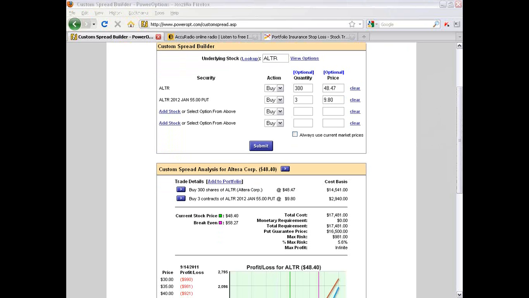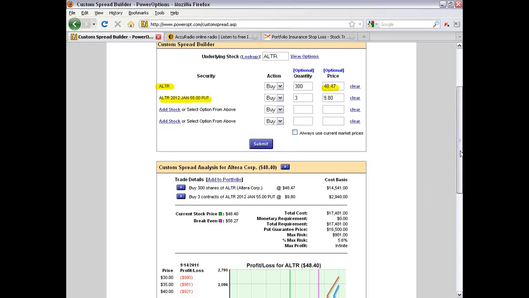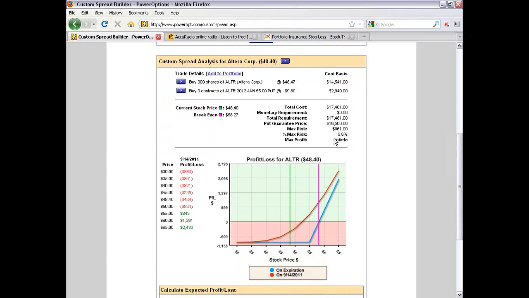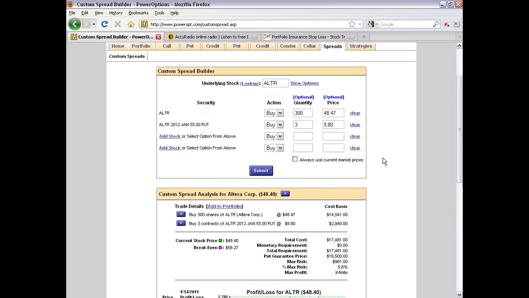Maybe you've read the sketch. Maybe you've heard us talking about it before. This is the Altera position that Kurt was looking at earlier today. Buying 300 shares of stock at 48.47 and buying 3 January 55 puts, January 2012 55 puts at 9.80. We look at the profit and loss chart. We have the 5.6% risk, a total of $981 there, Kurt, for the 300 shares. So that's below your $1,000, for example. Okay? Now, you're right. Carlos is right.